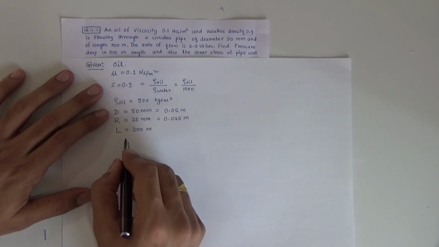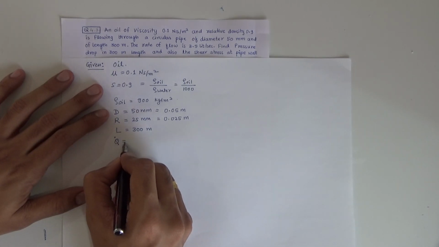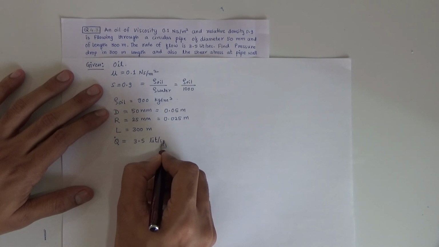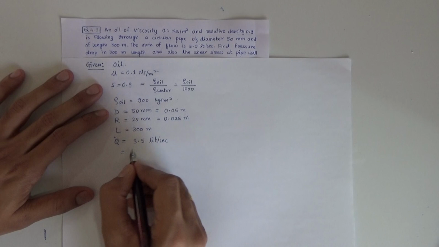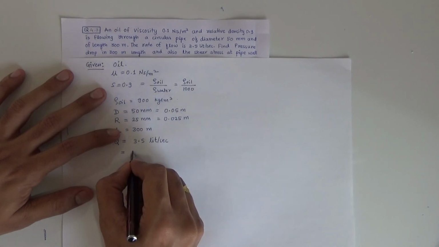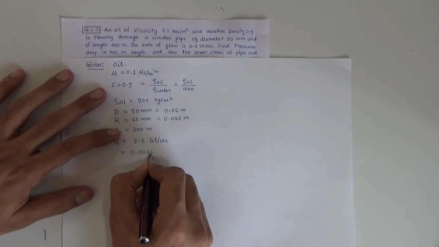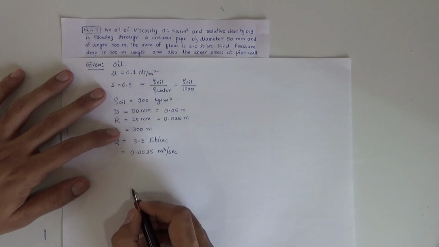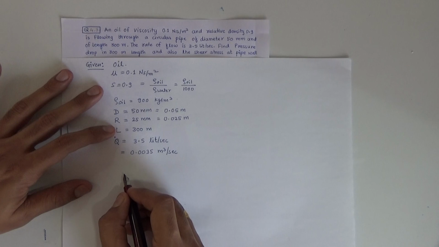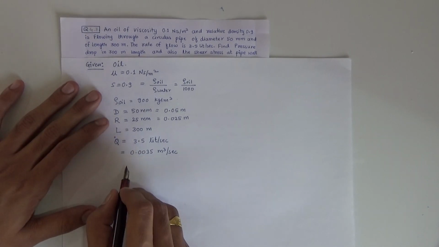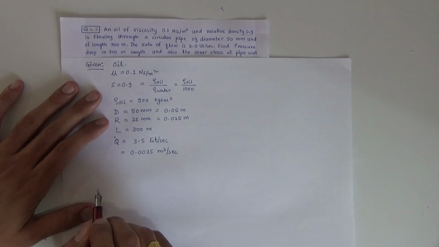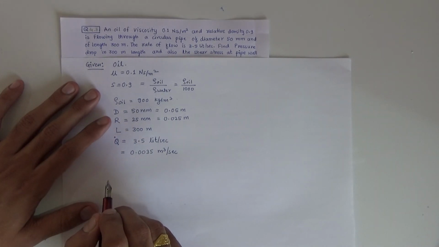The rate of the flow, discharge is given here, 3.5 liter per second. So I will convert this into meter cube as 0.0035 meter cube per second. Divide it with 10 raised to 3, you will get the meter cube per second. Now it is asking us to find the pressure drop in 300 meter length of pipe.